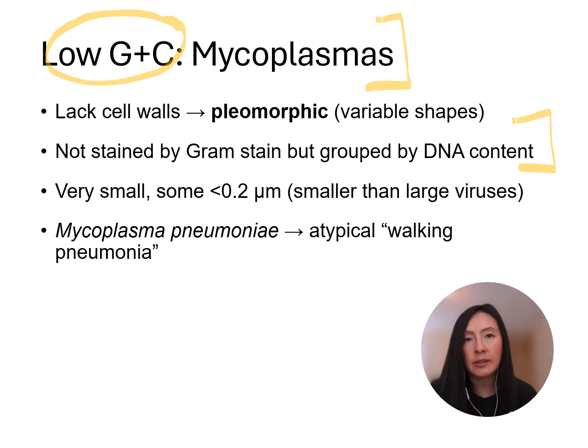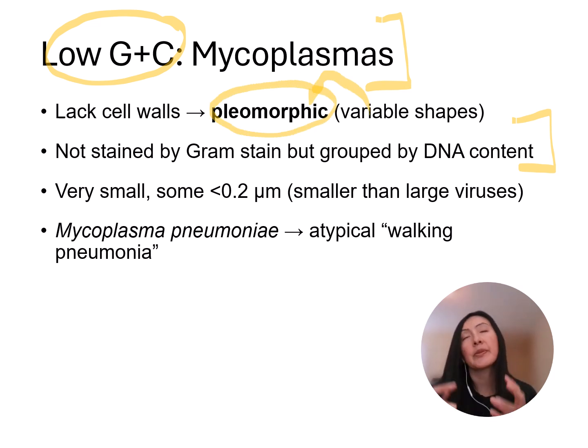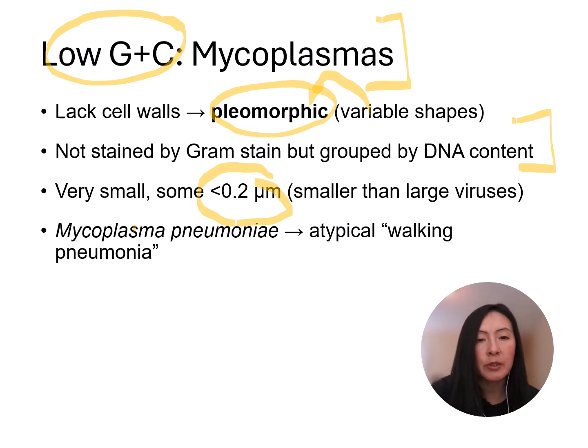Because they don't have cell walls, they have variable shapes, right? These are pleomorphic, which means they have a variable shape. So sometimes they can look rod-like, sometimes they look sphere-like. They're also extremely small. So some are even smaller than 0.2 micrometers in diameter, which is smaller than even some of our larger viruses. One important example is Mycoplasma pneumoniae, which causes a very mild form of pneumonia that's sometimes also known as walking pneumonia.